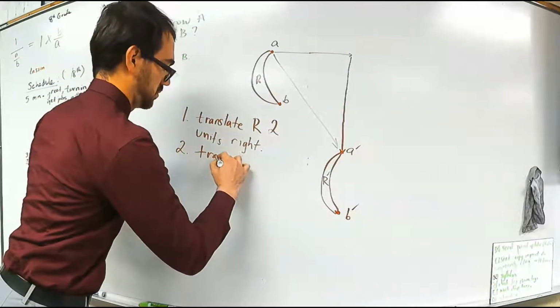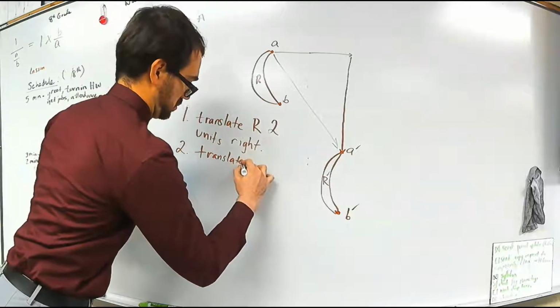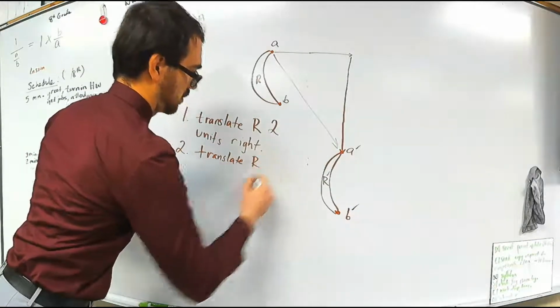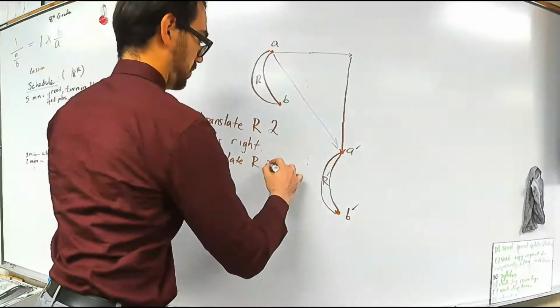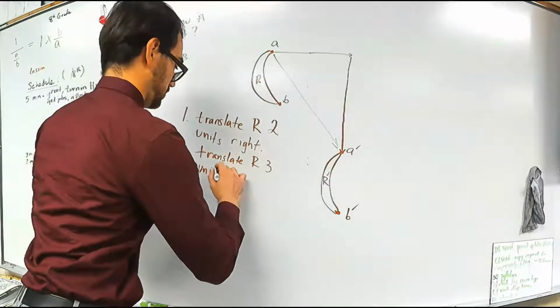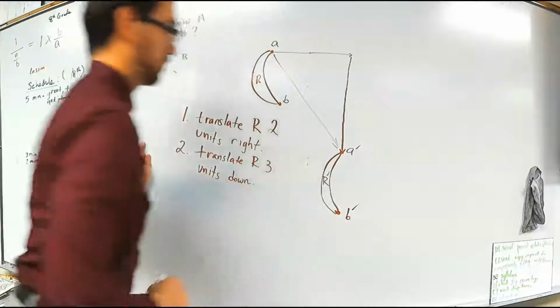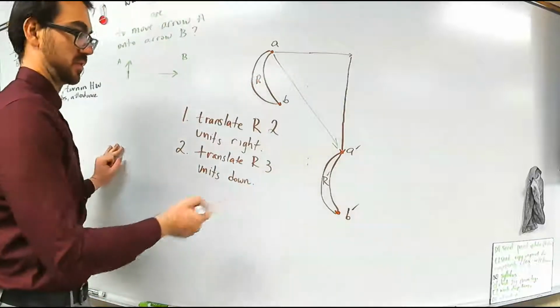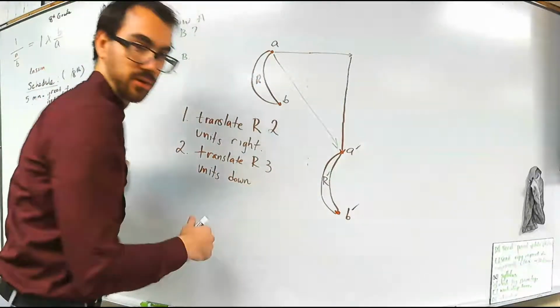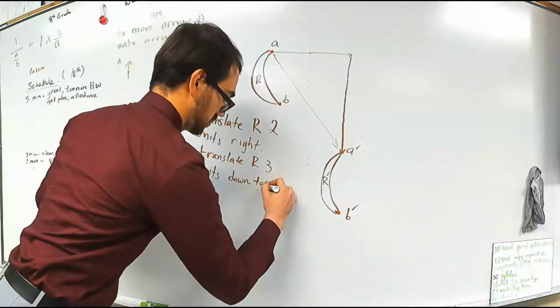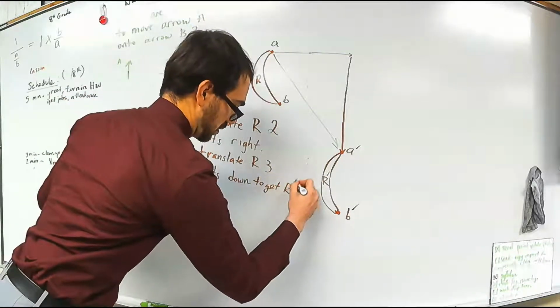And then our second step would be translate R 3 units down to get, guess what, R prime. So if we want to finish that, we could say to get R prime.